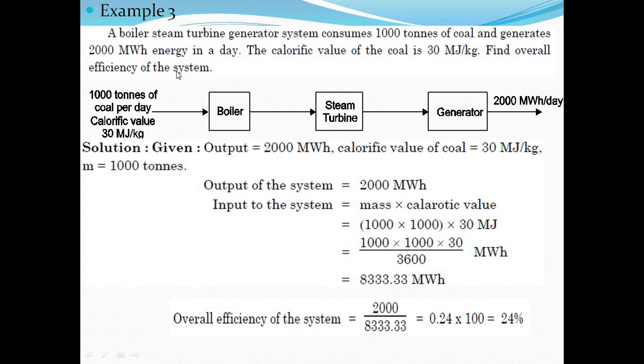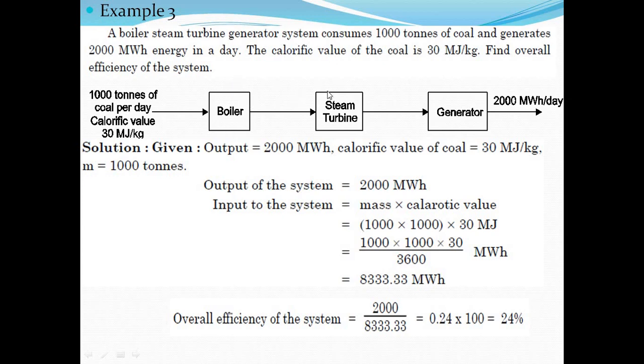Then this is another system. A boiler steam turbine generator system consumes 1000 tons of coal and generates 2000 megawatt hour energy in a day. The calorific value of the coal is 30 megajoules per kg. Find the overall efficiency of the system.